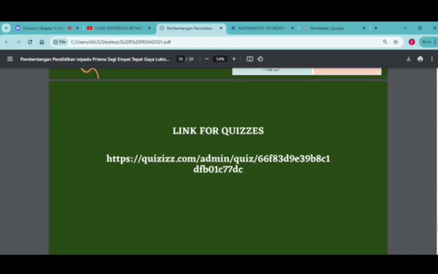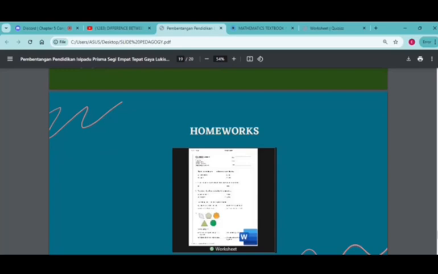Class, do you understand so far about the explanation, the side, angle and the shape I explained just now? If you don't understand, you can ask me now, before we go to the quiz. Class, do you understand so far about the explanation just now? Yes, Miss.